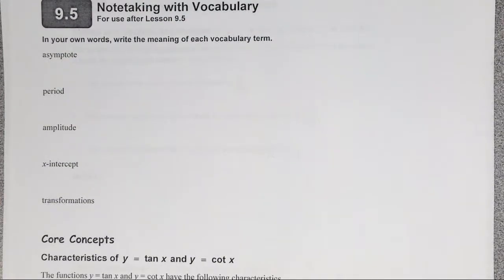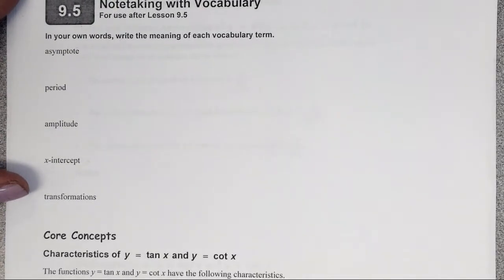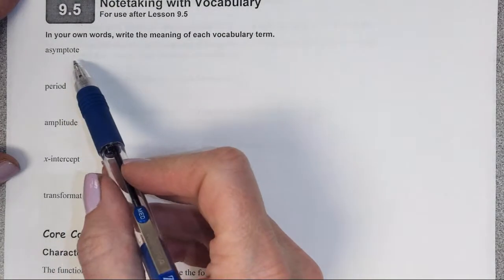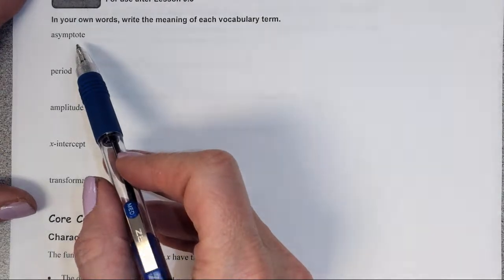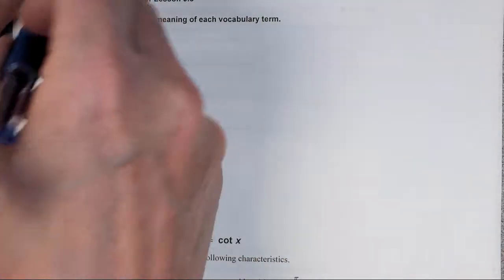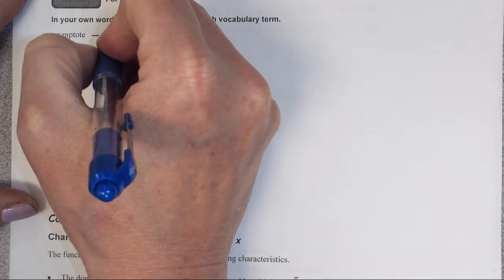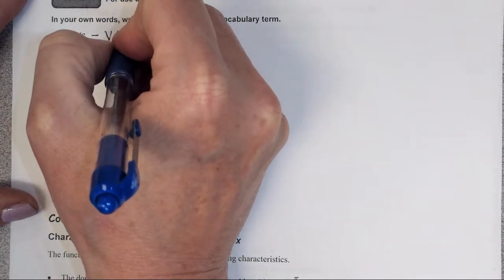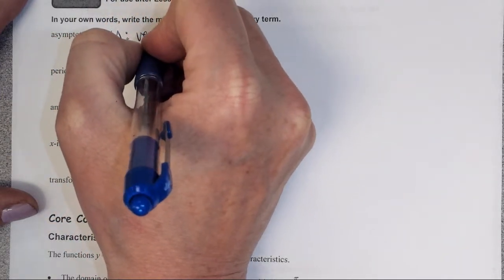We're looking at section 9.5. This is on page 264 in your student journal. Okay, these are some terms we're going to be saying throughout the lesson. An asymptote. We're going to be looking at vertical asymptotes. We're going to call them VAs.